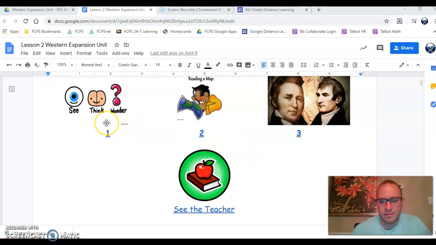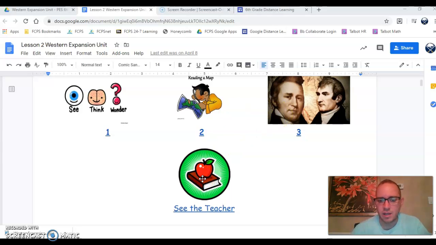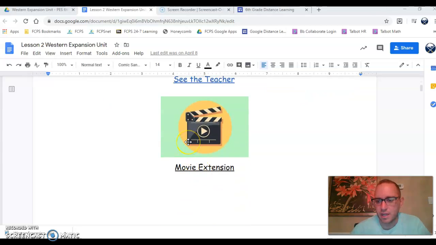This lesson has 4 parts and also an extension activity. The first part is called See, Think, Wonder. The second part is called Reading a Map. The third part is all about the Lewis and Clark expedition. There's a See the Teacher section, and then there's a movie extension that you could watch if you're interested in finding out more information about the Lewis and Clark expedition.